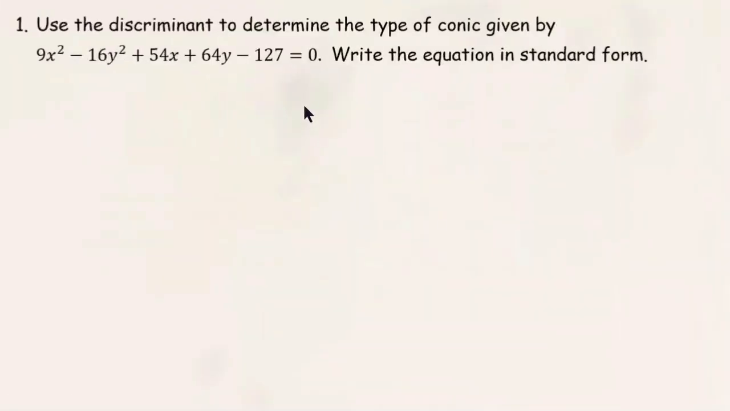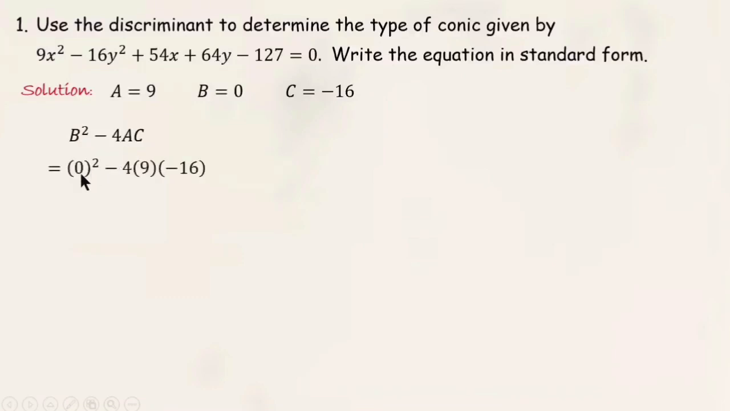Number 1. Use the discriminant to determine the type of conic given by 9x squared minus 16y squared plus 54x plus 64y minus 127 equals 0. Write the equation in standard form. First, use the discriminant test. a is 9, b is 0, and c is negative 16. Replace these values into the discriminant b squared minus 4ac.